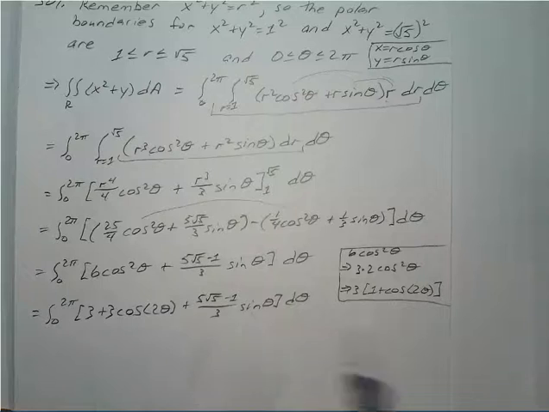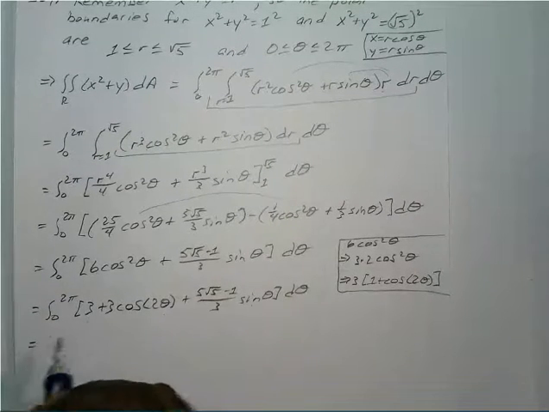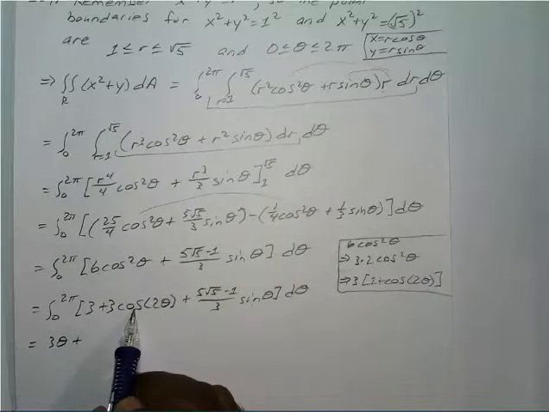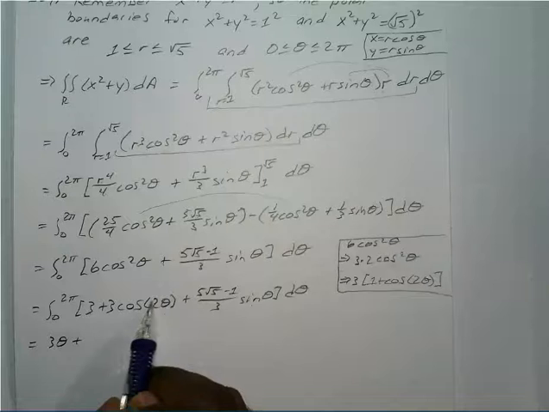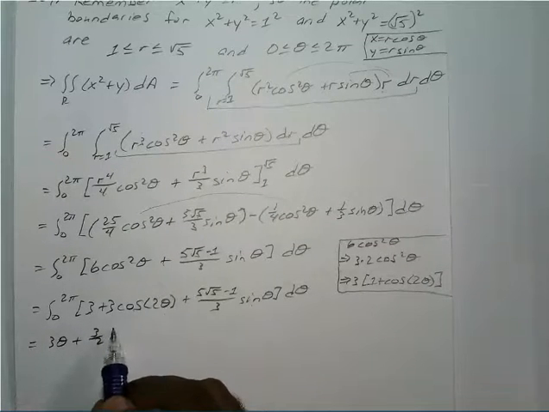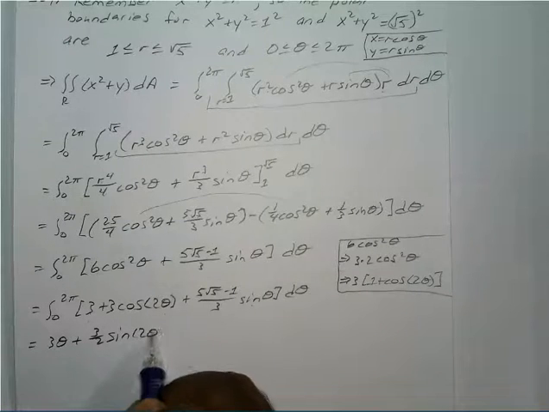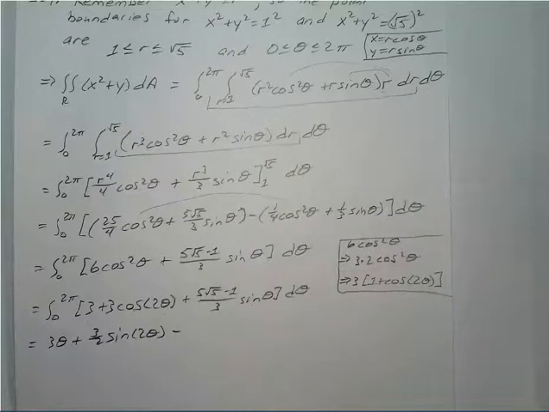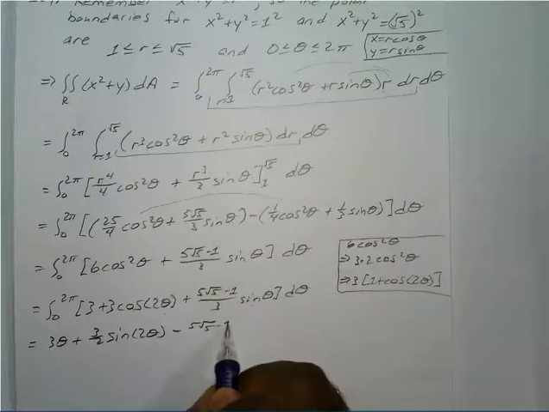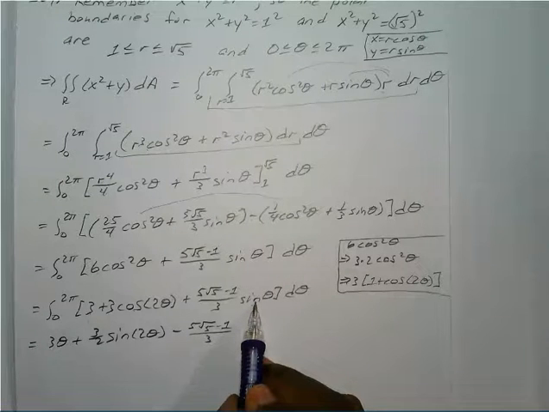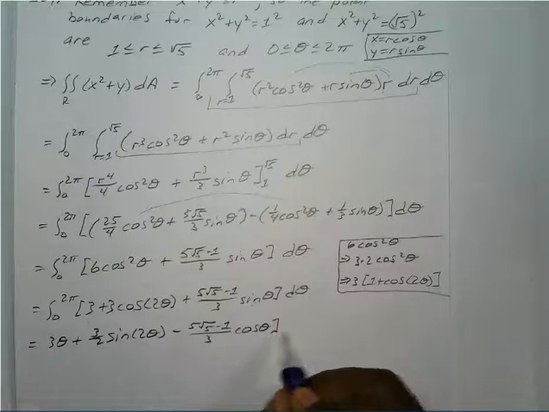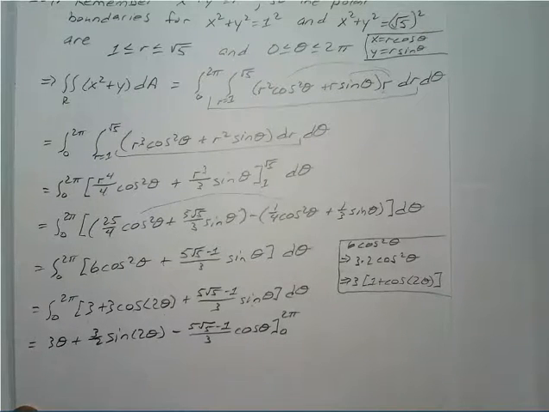Okay, so if we integrate each term, we have 3 theta plus, the integral of cosine of 2 theta is sine of 2 theta over 2, so that's 3 over 2 sine of 2 theta, minus 5 square root of 5 minus 1 over 3 cosine of theta. The integral of sine is negative cosine, so that's why the sign changed. And that's from 0 to 2 pi.